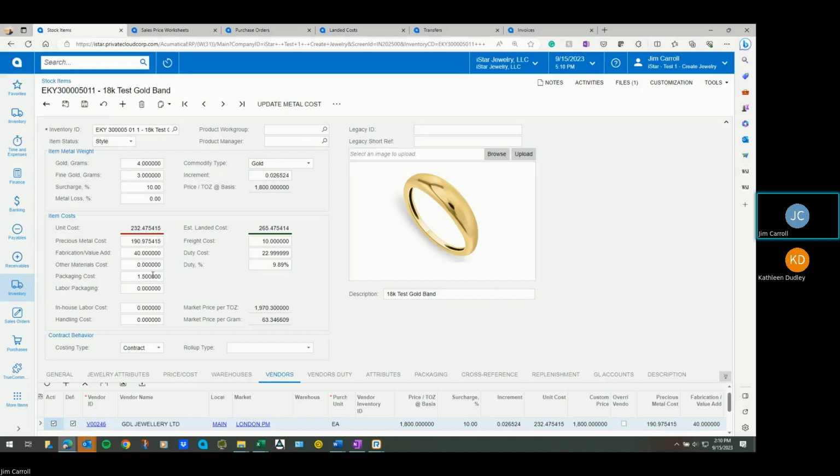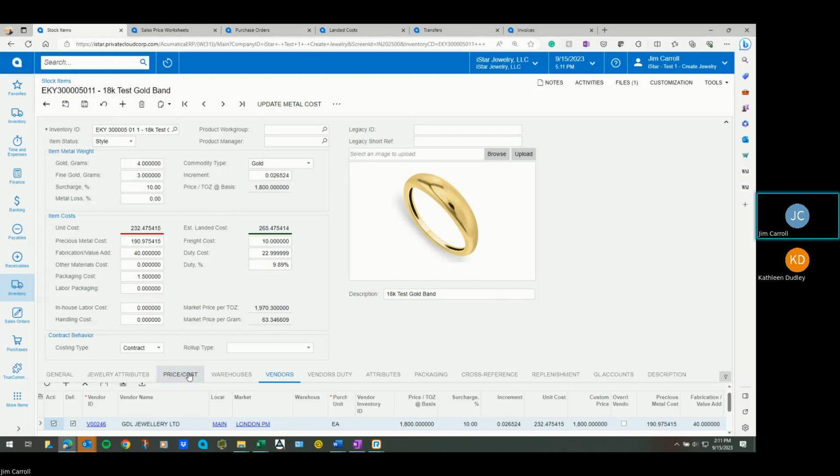In both cases, the calculation of these packaging costs and the freight and the duty can all be done automatically. It depends on what tool is used. So we can talk about that.